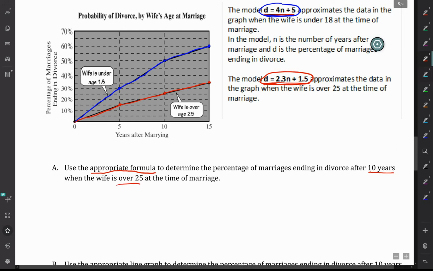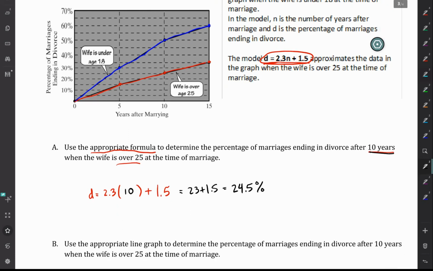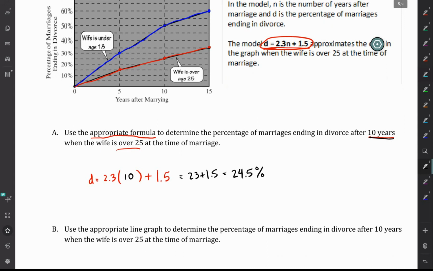So what we want to do is take the divorce rate to be 2.3 times the number of years, n, plus 1.5. And here, n is 10 years after they get married. So we're going to plug in 10 there. And the answer is going to be 23 plus 1.5, or 24.5%. So that's the divorce rate. 24.5% of the marriages are over within 10 years if the wife is over 25 at the time of marriage.